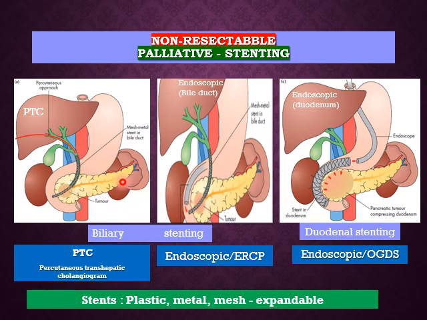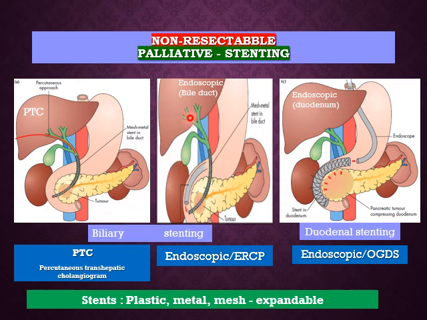Okay, so there are two ways of stenting. One is known as the PTC, or the percutaneous transhepatic cholangiographic method, where a fine tube is inserted percutaneously into the dilated intrahepatic ducts and the common bile duct, and a stent is inserted through this tube where it passes and is placed in the bile ducts.